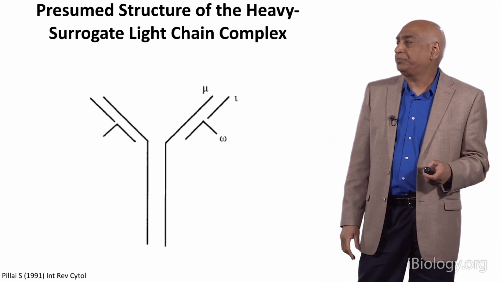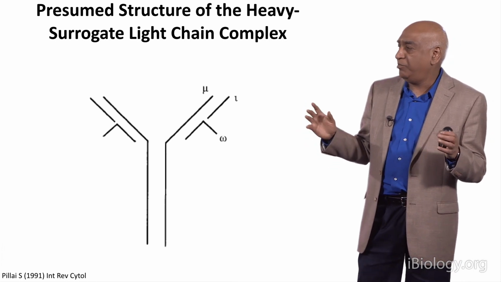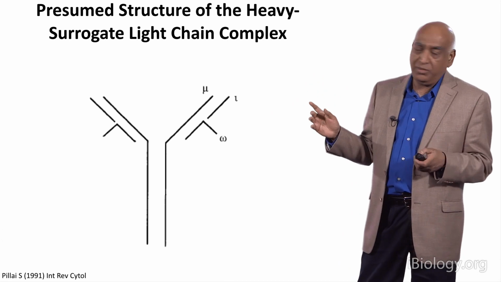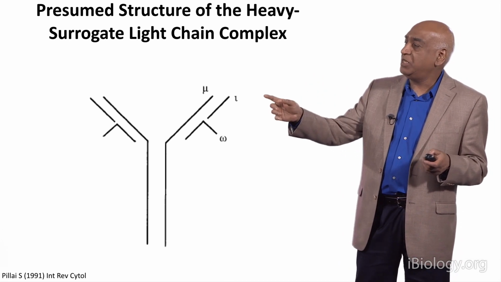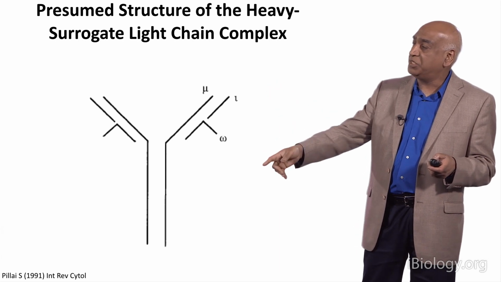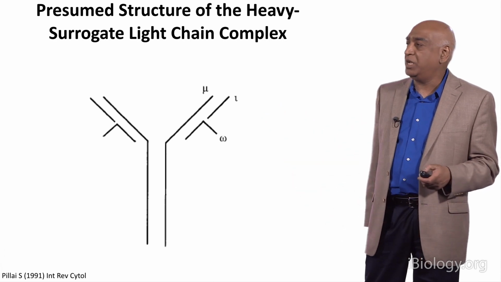Okay. So this was the presumed structure, and this is based on some knowledge now that I draw it this way. We have 2 heavy chains. We had 2 surrogate light chains that were disulfide linked. I haven't shown you the disulfide linkages. That was the omega chains. And then there were the 2 iota light chains. This is what we know of the structure now.